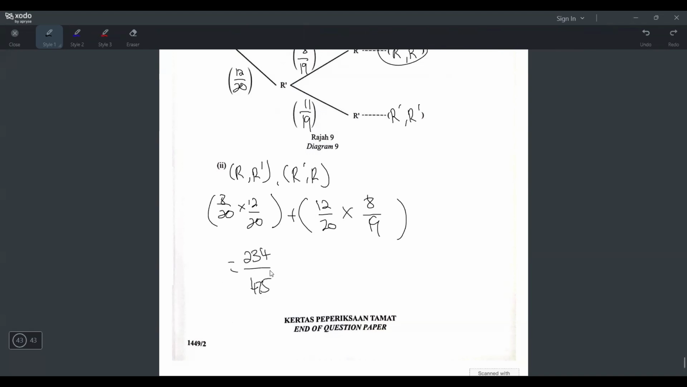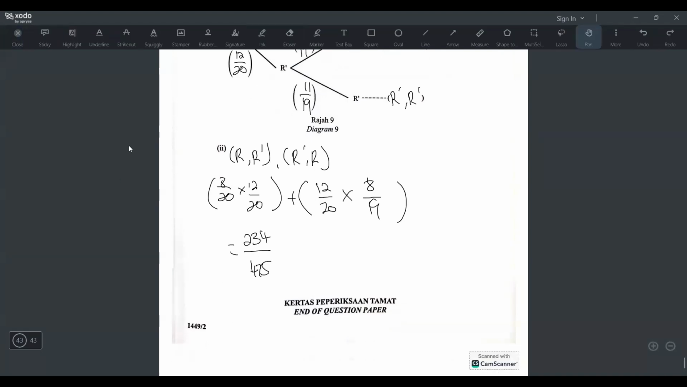Let me press again on my calculator: 2, 3, 4, over 1, 4, 7, 5. Yes, correct. So that's the answer. Okay, this is the end. The examination paper is finished, end of question paper.